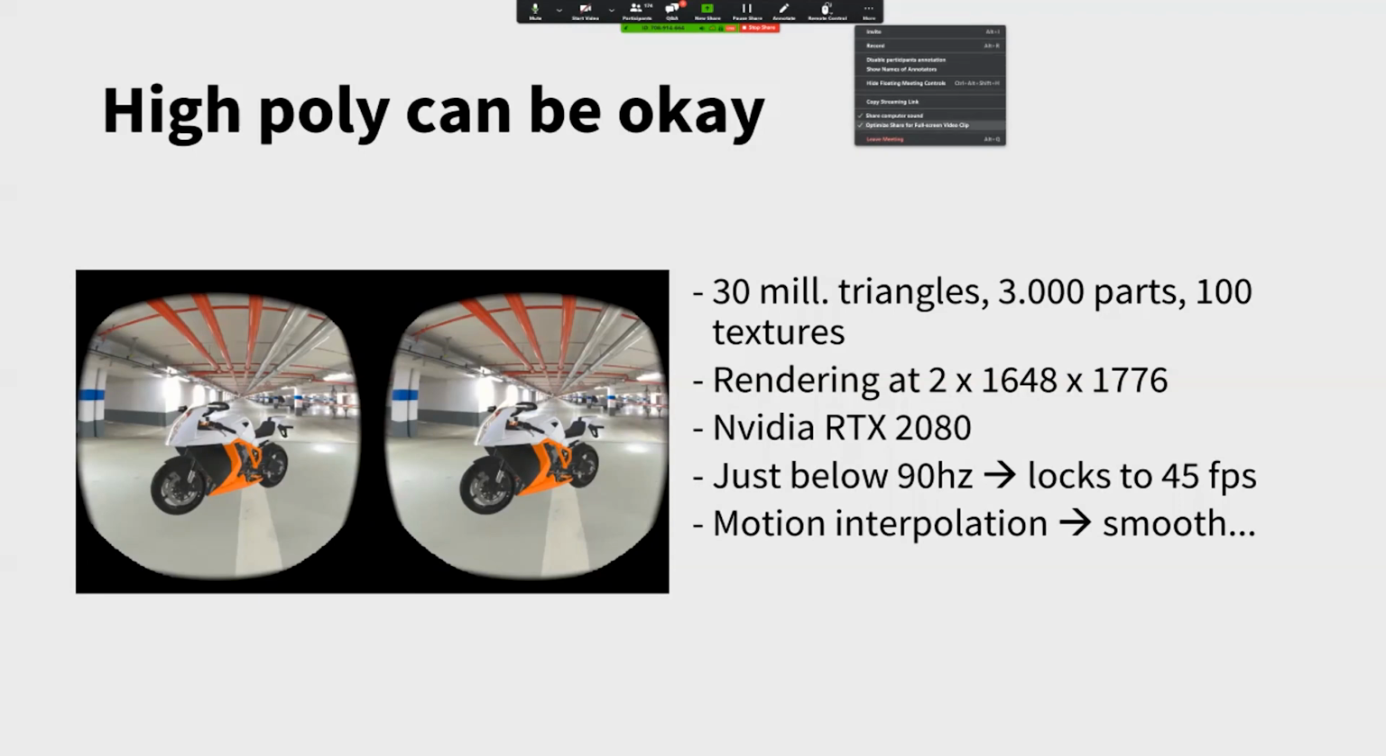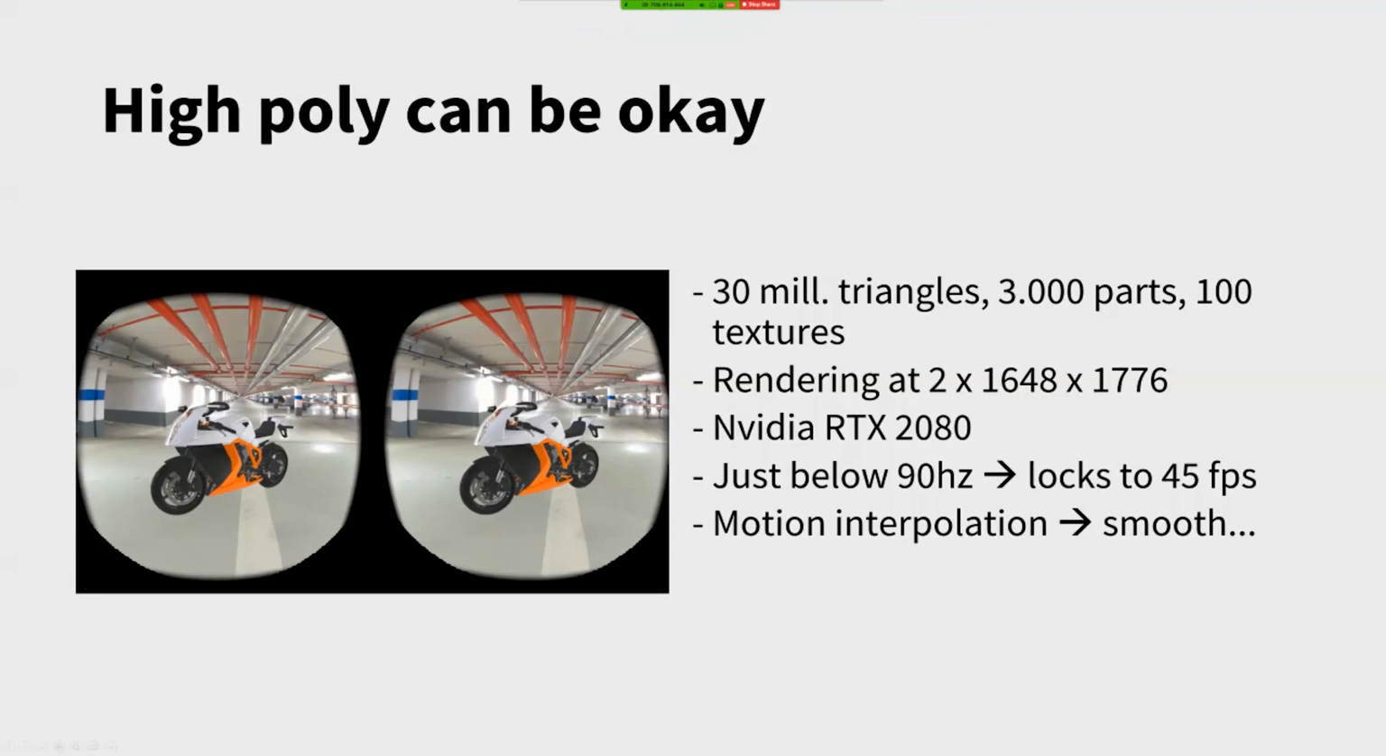I'm going to run the video now so that you can see it. And it runs just below 90 hertz. And on this particular virtual reality head-mounted display, it means that it will lock down to 45 frames a second, which is actually still okay because of the motion interpolation that is also done. You still get a very smooth experience as you're experiencing this in virtual reality.